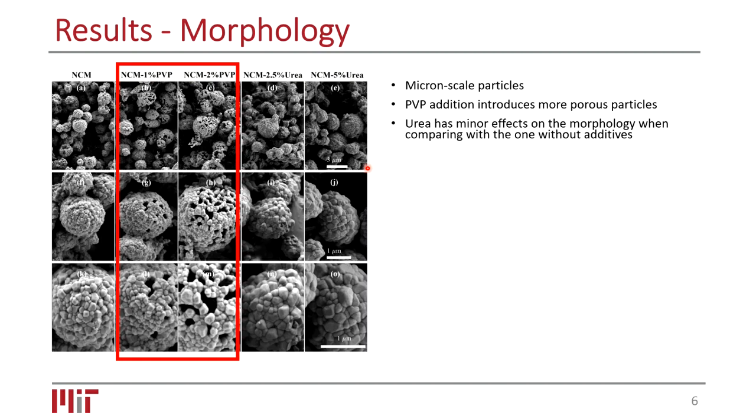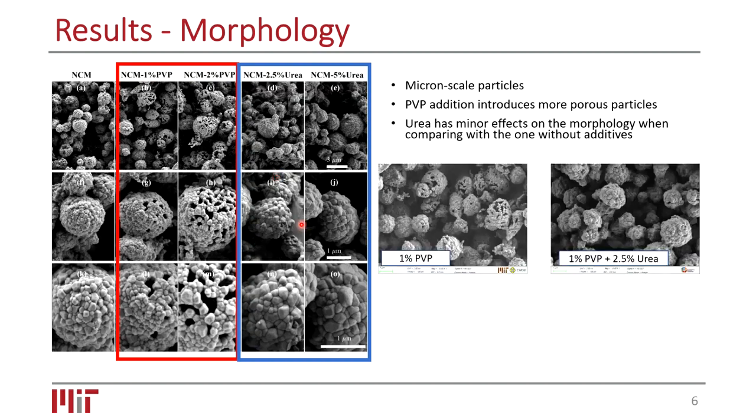When we add PVP, we found that at 1% PVP addition, the particle shows more porosity when compared to the one without any additives. When we increase the concentration of PVP to 2 weight%, we can see the particle become more porous. In contrast, when we take a look at the urea addition, it seems to have a relatively smaller effect on the morphology when compared to the one without any additive. We can see the particles are generally still solid.